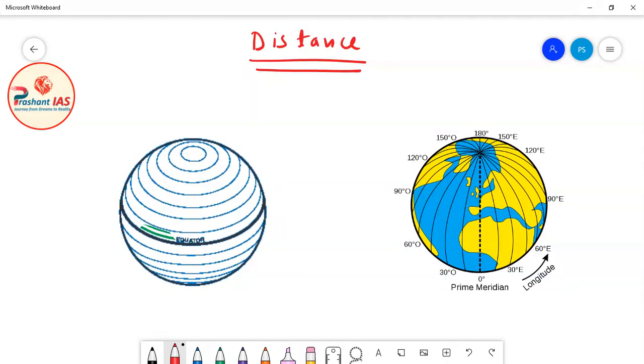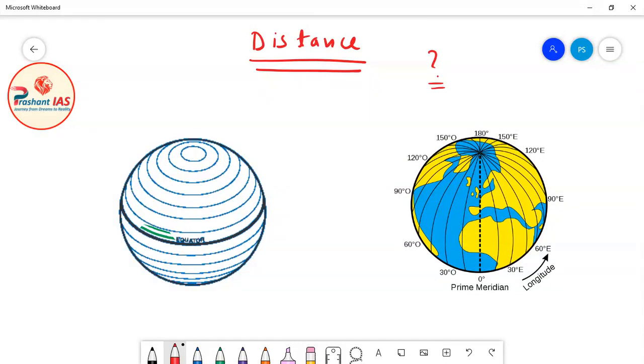So there is a need to divide 1 degree of longitude into 60 minutes and further 1 minute into 60 seconds. So now the question is: what is the distance between two latitudes? First of all, I will tell you about latitudes, then I will tell you about longitudes.